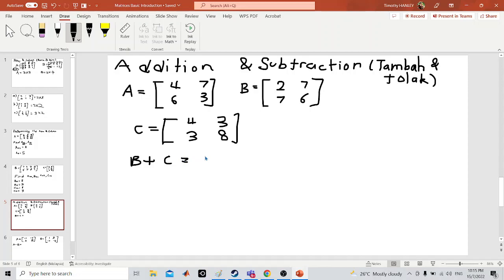Basically the first step you have to do is just to rewrite the question. So B plus C, the matrix B is 2776, plus C. The matrix C is 4338.